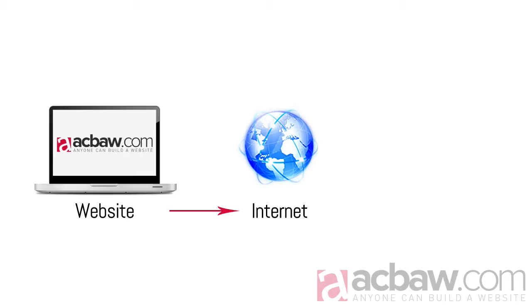Now we can break hosting down into three separate categories. Firstly, the registrar. This is where we purchase our domain name, for example acbaw.com. We can choose any domain name we wish, as long as it's not already registered. As soon as you register the domain name, it is yours for however long you choose to register it for, at a price.